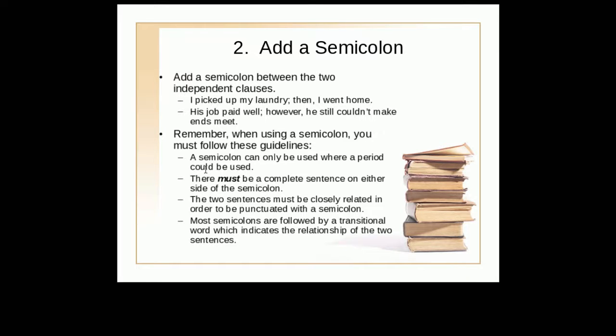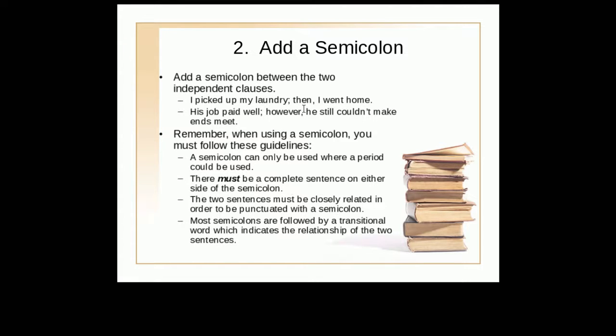A semicolon can only be used where a period could be used. Think of it as a more sophisticated period. You are academic, you're college students now, you don't want your writing to be choppy. Put a semicolon in. Don't put it in everywhere. But every once in a while, use a semicolon. And this is what I said before. There must be a complete sentence on either side.